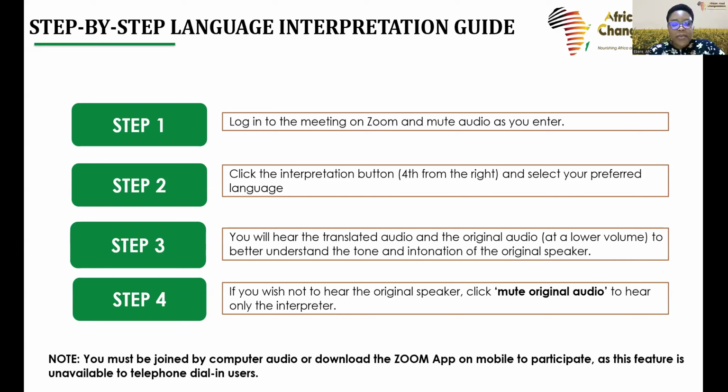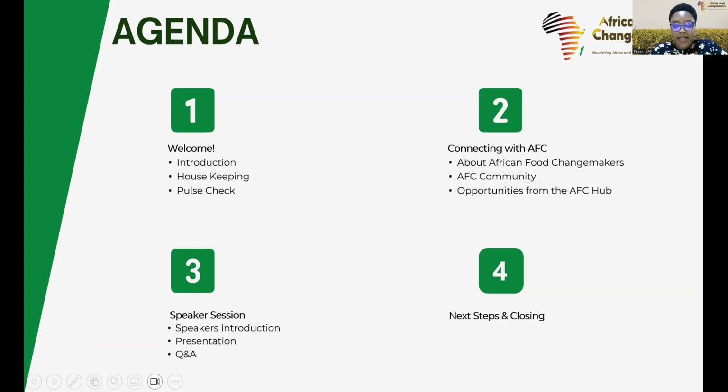Quickly moving on so that we don't waste much of your time, I'll run through the agenda for today's session. Welcome, introduction, and a very brief housekeeping for everybody here, just so that we are on the same page. And then pulse check, we'd just like to know how you're doing. And then we'll have the connecting with AFC. You will learn about the African Food Changemakers community and the opportunities on the African Food Changemakers Hub. And then we'll move to the essence of our gathering today, the speaker session. We'll introduce the speaker to you. We'll have the presentation and a 15 minutes question and answer. If you've been called upon to ask your questions, please make sure you keep your questions very brief. And then we'll proceed with next steps and closing.